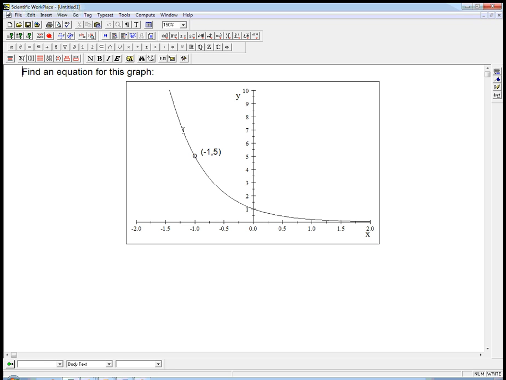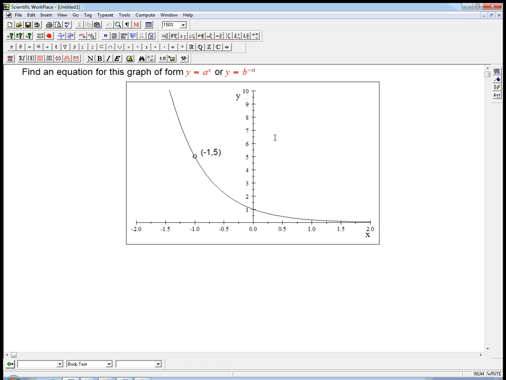Let's do a couple of problems where we look at exponential graphs and we try to find their functions. So let's try and find an equation for this graph, and the hint is that we can find something of the form y equals a to the x. And in fact, I'll find it in two forms. Let's find it either with an x or a minus x.